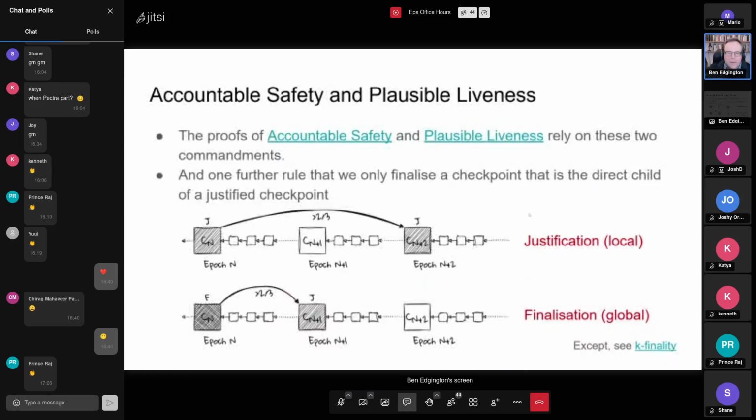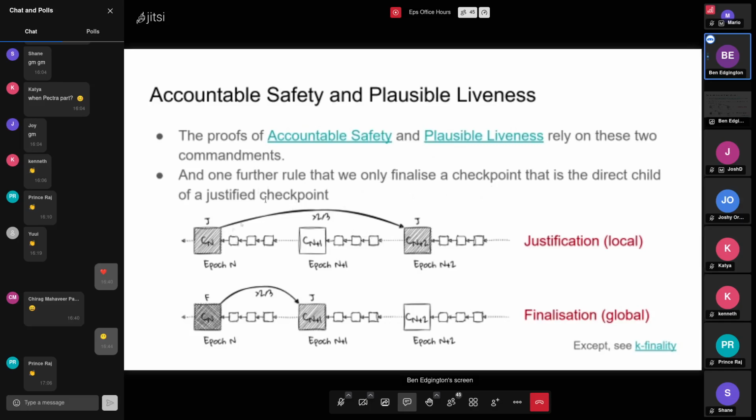And I've spoken of the properties of Casper FFG. There are proofs of accountable safety. There are proofs of plausible liveness. They're very nice proofs, actually, quite simple. And I've linked to them here in my writings, though you can also see them in the original Casper paper. And there is one further rule that is required.